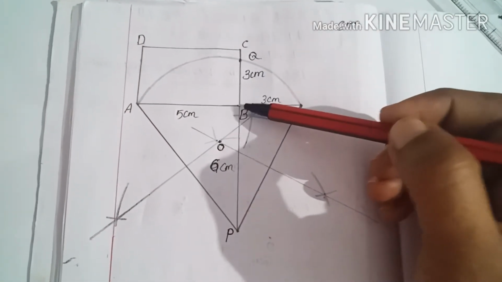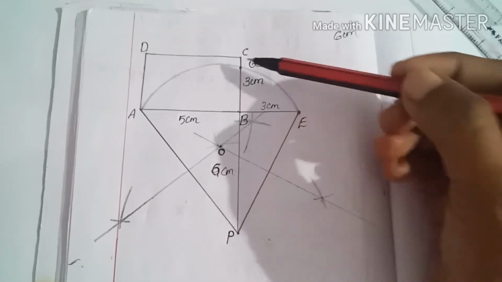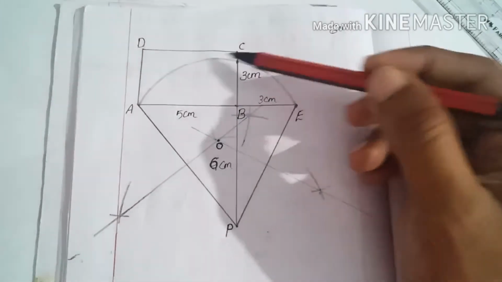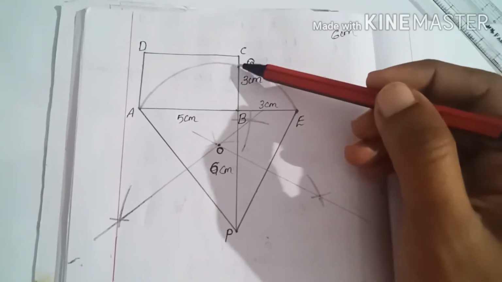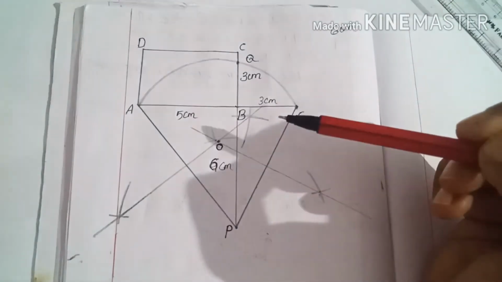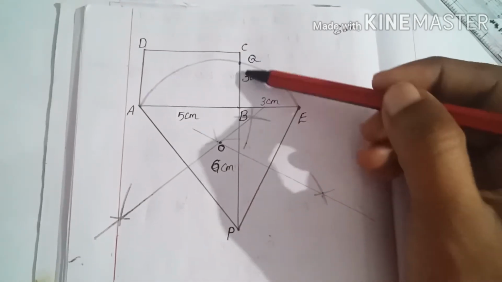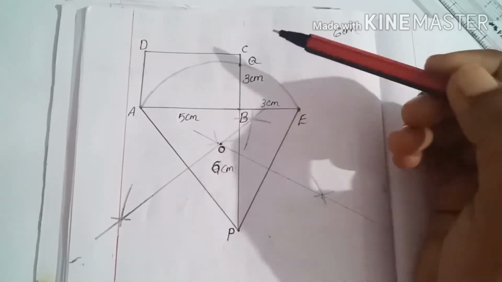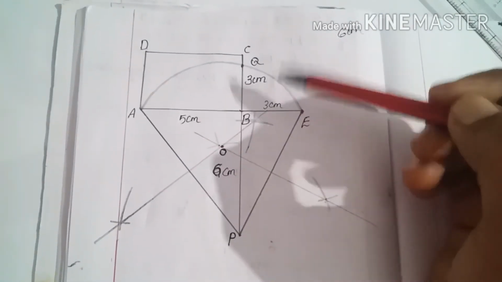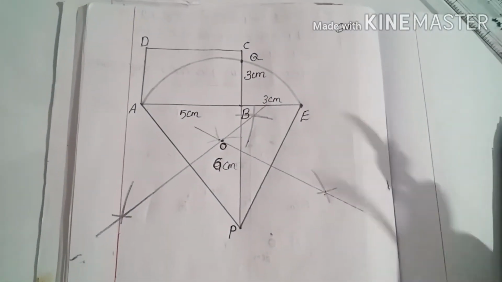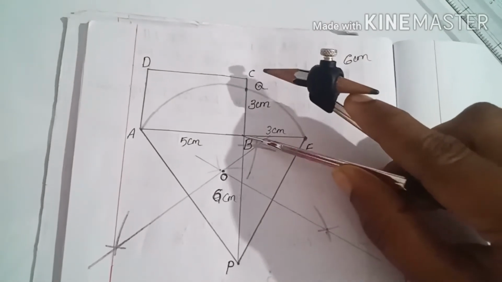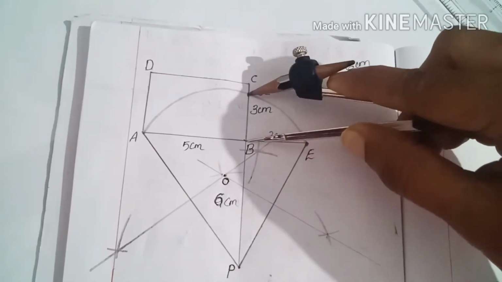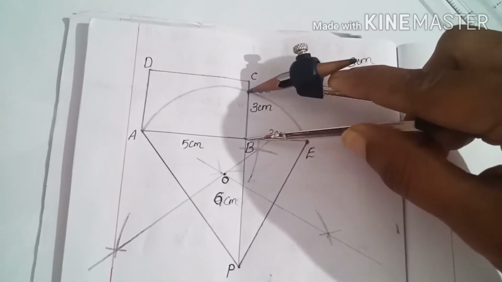Okay, from the point B to Q. That means where that semicircle cuts the rectangle's height, up to that point will be the new measurement. So here BQ is the next measurement, the length of the new rectangle. So using scale, measure that. Okay, don't use scale. Using compass, measure from B to Q. Okay, measure from B to Q.